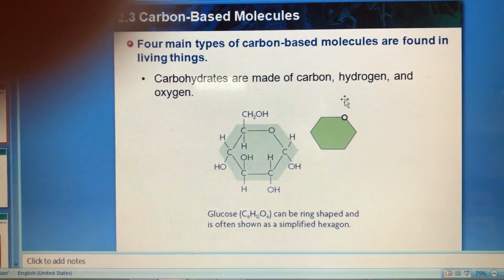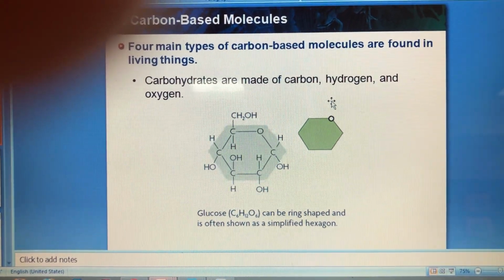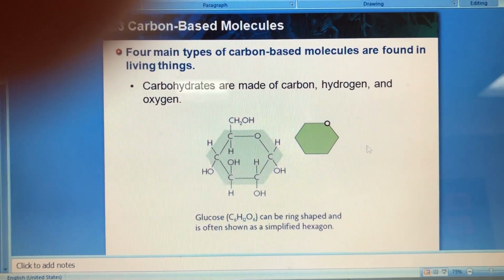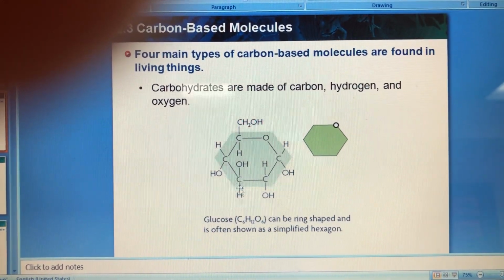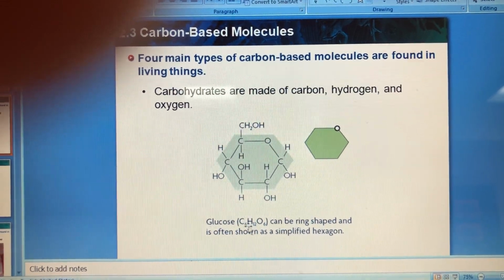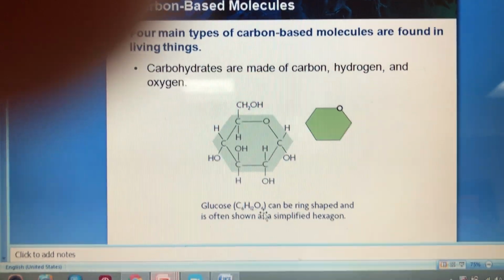Let's start with the carbohydrates. Carbohydrates are made of the atoms carbon, hydrogen, and oxygen. You can see this is one monomer of a carbohydrate, which is glucose. It has 6 carbons, 12 hydrogens, and 6 oxygens. It can be ring shaped.